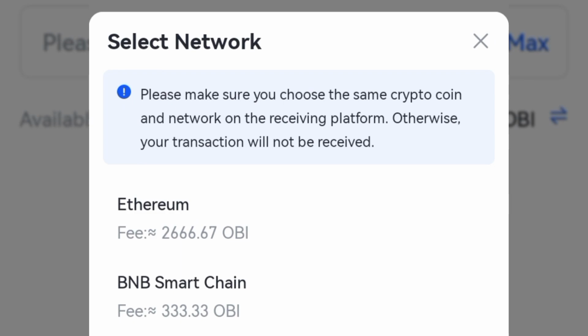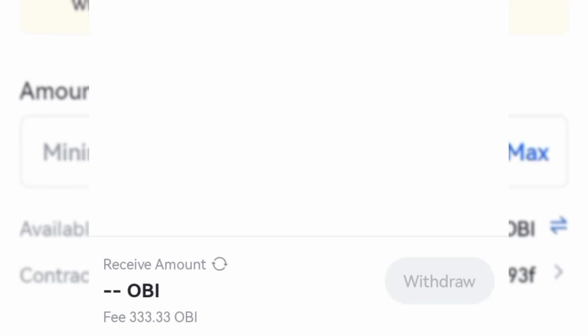Ethereum is going to be charging us 2,666 OB for fee, and right here they are going to be charging us only 300 if we capitalize on the BSC network. Because we don't want to lose much of our money, we are going to be choosing BSC. So now we have seen that we can withdraw this particular token called OB.